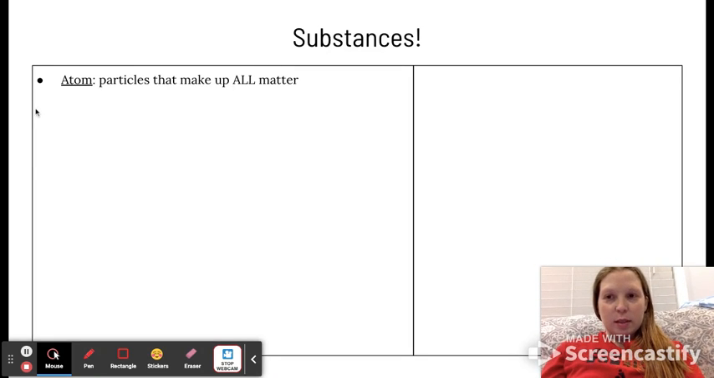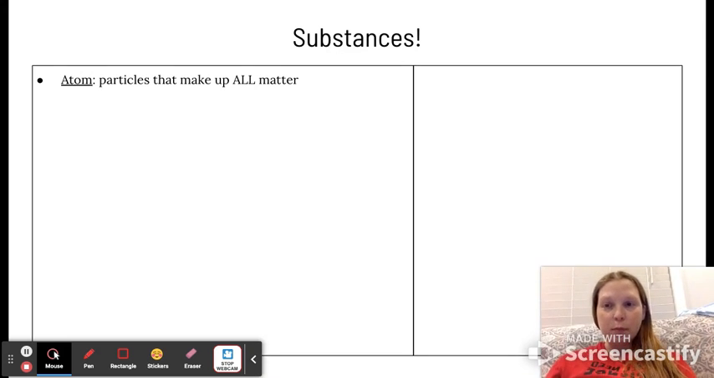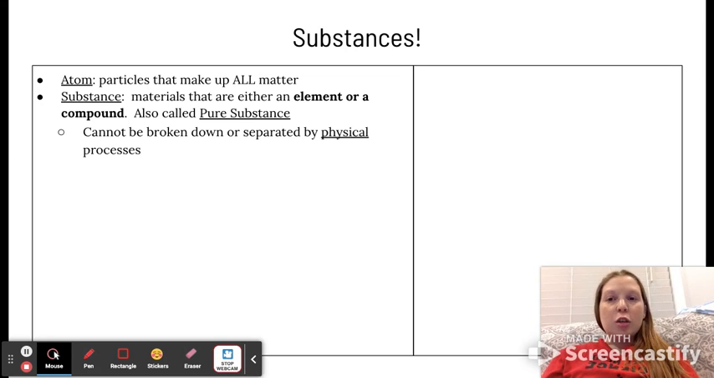So let's start with substances. When we're looking at substances, we can start with atoms. And atoms are the simplest form of matter. They're what make up all matter. Everything that you come in contact with is made up of atoms. And a substance itself, or a pure substance, is a material that is either considered an element or a compound, because these are one sample of something. It's not multiple things mixed together. So these cannot be broken down or separated by physical means.